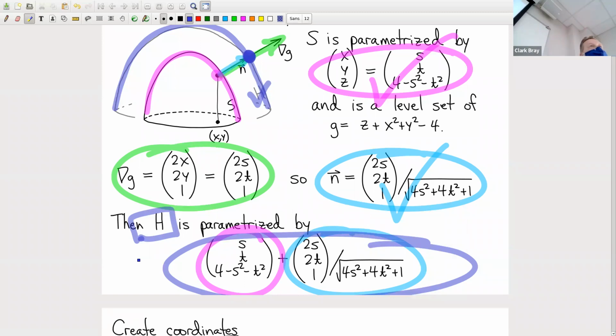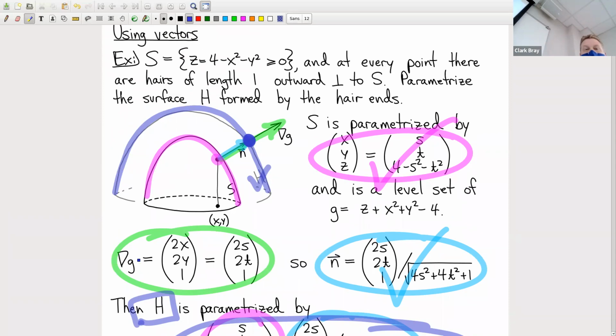Yep. I'm having trouble hearing you. I'm sorry. The problem saying that the hairs were length 1 was just so that we know it has to be a unit vector. Yeah, that's right. Hairs of length 1 is why I had to do this bit here. And if you wanted length 3, you'd find the unit vector and then multiply that by 3.